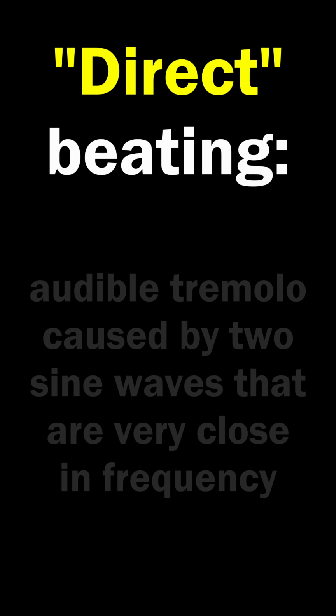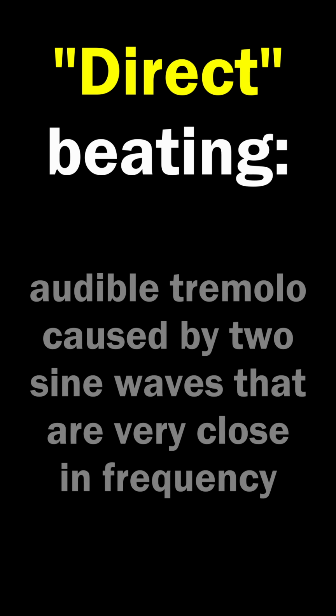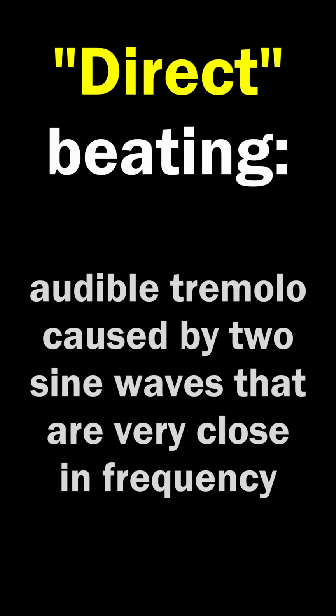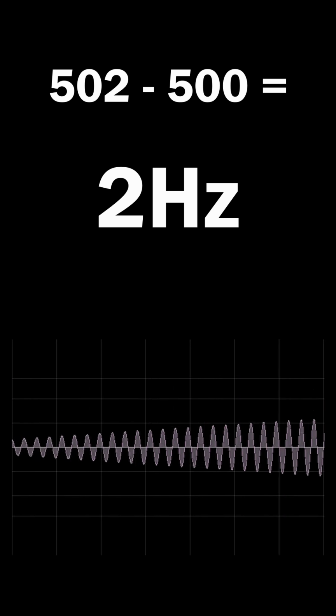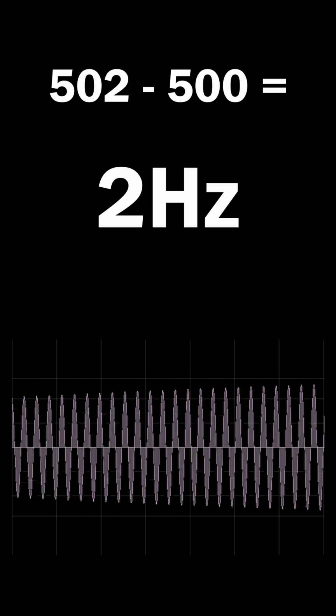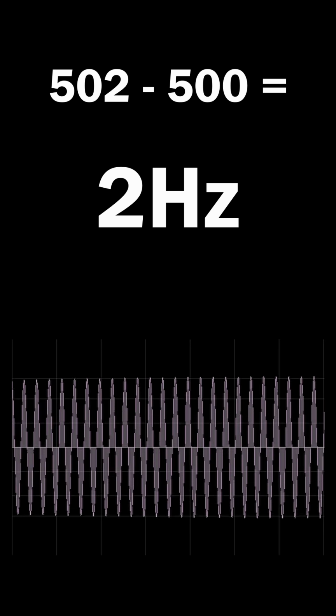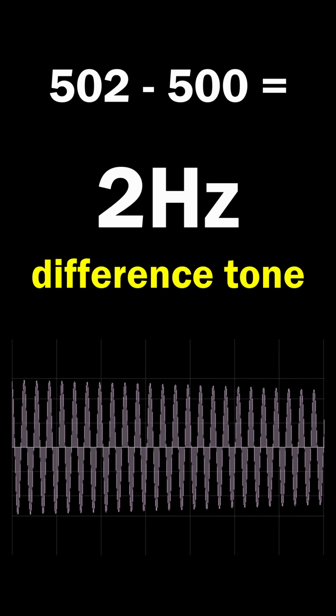Number 1, direct beating. The audible tremolo caused by two sine waves that are very close together in frequency. Here's one sine wave at 500 Hz and another at 502 Hz. When played together, they sound more like one note with a tremolo effect than two distinct notes. This direct beating occurs exactly 2 times a second, the difference between the frequencies of our two sine waves. This is known as the difference tone generated by these two sine waves.